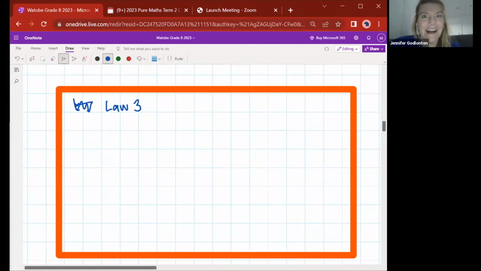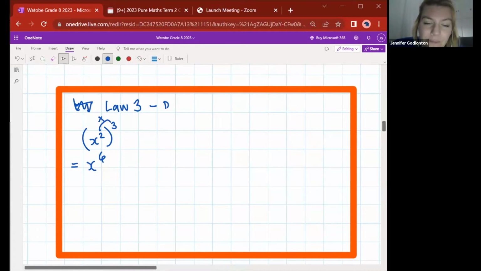Law 3, it's our distributive law. Law 3 is if we have a bracket and we have something that's chilling inside that bracket. So if I had x squared and then it's to another power, so a power to a power, or an exponent to an exponent, we can multiply those two exponents together and we would get the answer x to the power of 6. The laws that have already been done are multiplication with the same base, division with the same base, and now this is law 3, which is our distributive law. So all this is saying is that if we have a power that goes to another power, then we multiply the exponents. Let's have a look at it in a slightly different way.